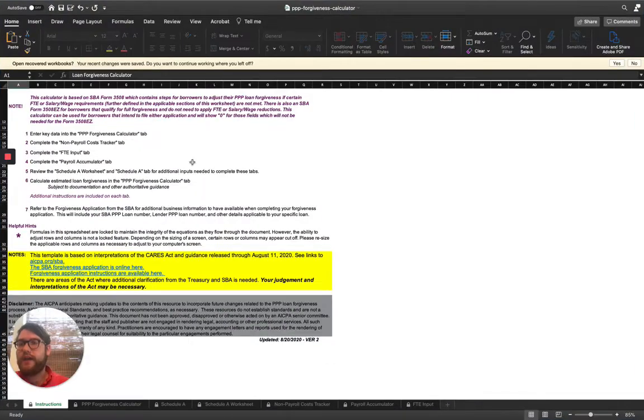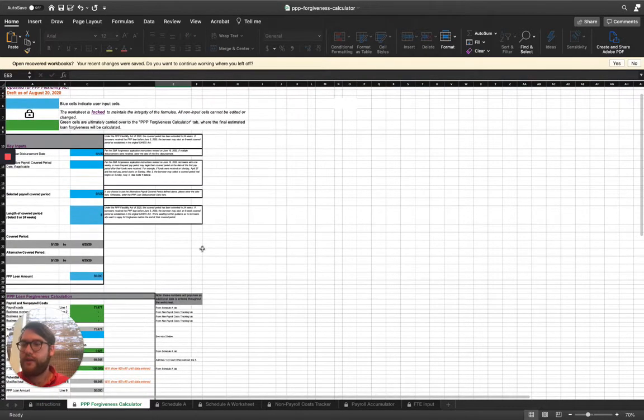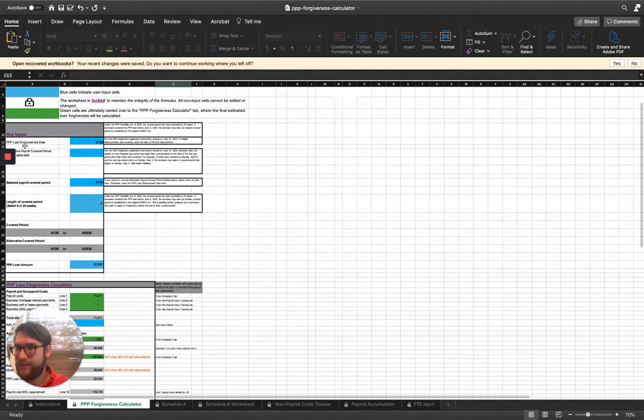So here's the calculator right here, and they've set this up to be very easy: basically enter and it will return information for you. They give you information, notes, and everything like that to help you out. So step one is we're going to start by entering key data into the PPP Forgiveness Calculator tab. That tab is right down here, and we're going to come to the key data. So that's these key inputs here.